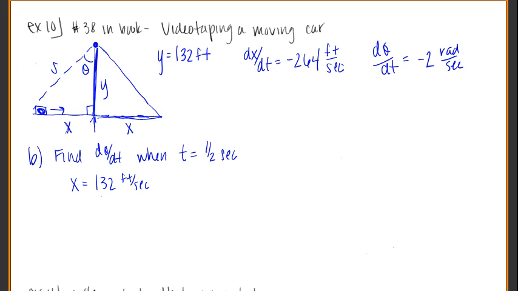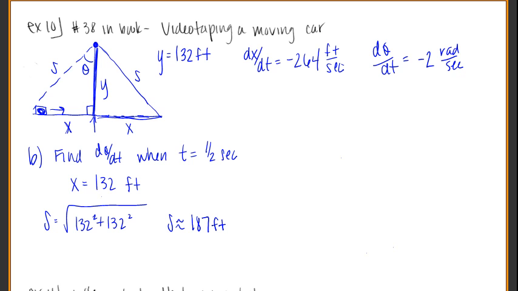Okay, so now here's x, and then here's s this time. Or actually, we should probably be correct with our units, and x is just 132 feet, right? Not feet per second. And since y and x are the same, we can actually find s this time. So s is just going to be the square root of the sum of the two sides squared, so 132 squared plus 132 squared. And if we plug this into our calculator, we're going to get s to be approximately, looks like 187 feet.